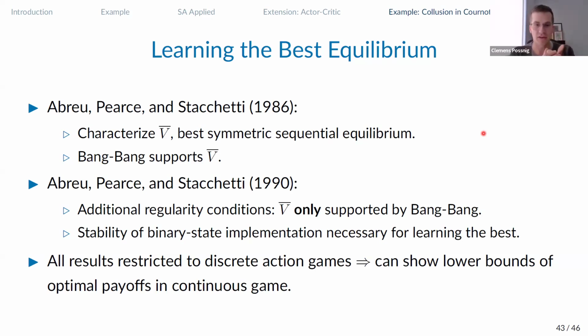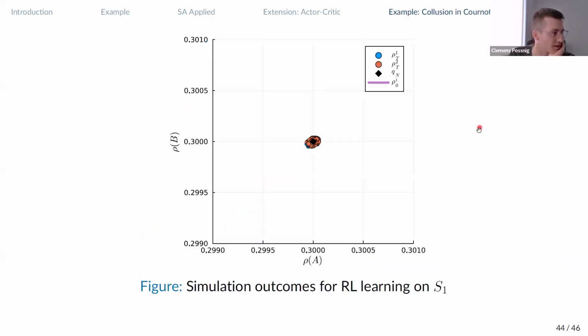First, I look at a state variable under which the static Nash equilibrium is always learned. So what this picture here shows is on the x-axis policy quantities in state A. So this is a binary state variable. On the y-axis, quantities chosen in state B. And this black dot here is the static Nash equilibrium. In every state, we play the same quantity, 0.3.